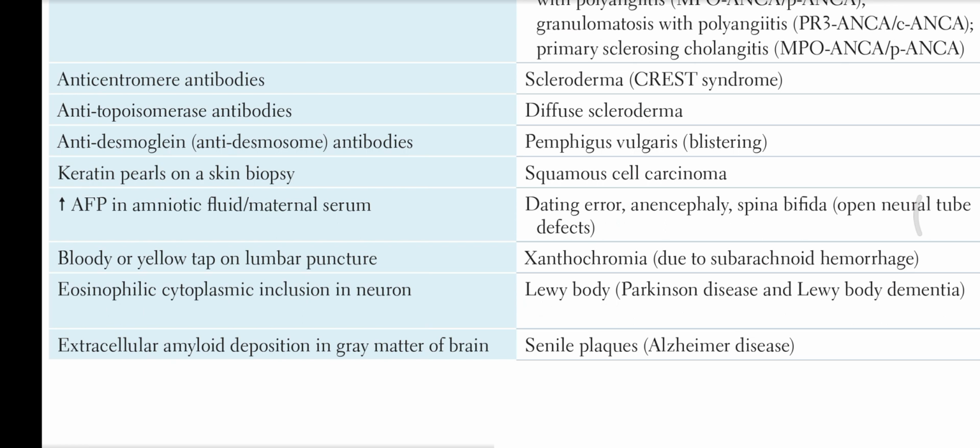Extracellular amyloid deposition in the gray matter of the brain is a senile plaque. It is seen in Alzheimer's disease.